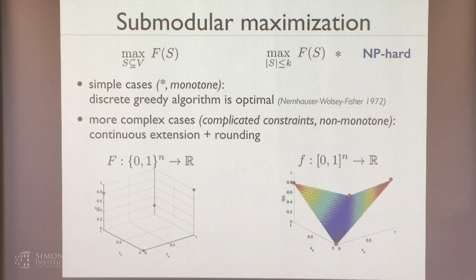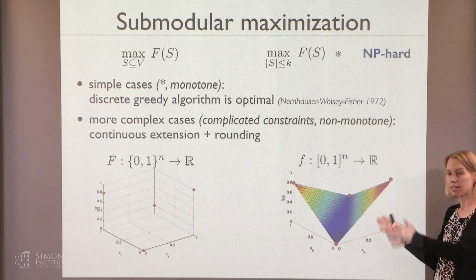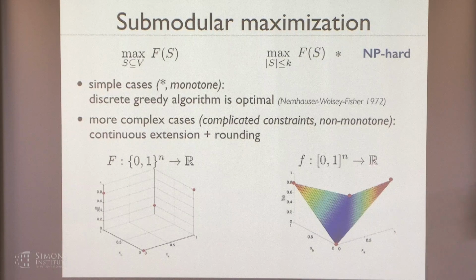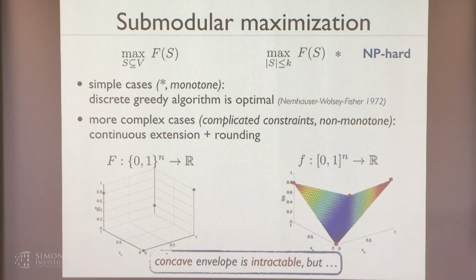Can we do something else? So you could think about, well, I could take, maybe this is the convex envelope, I could take the concave envelope. It exists, but unfortunately, it's very hard to compute it. So it's not tractable. So we have to find something else.